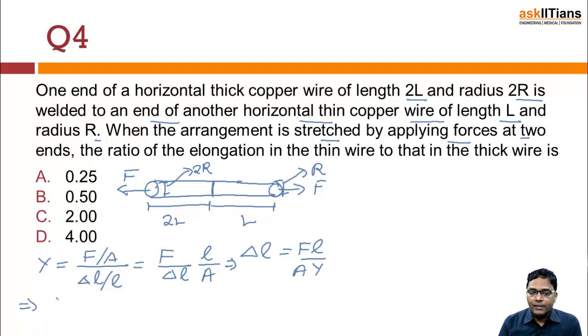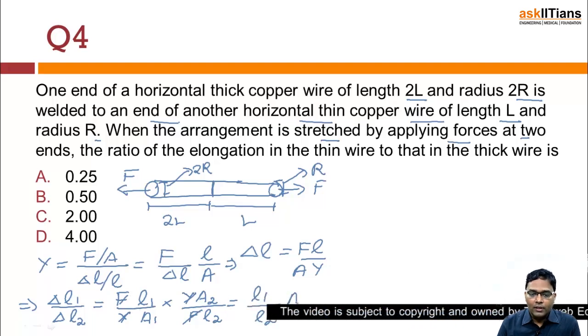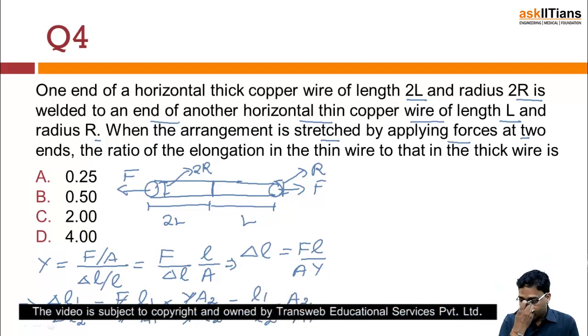So using this, let's take a ratio. We have delta L1 divided by delta L2. This is going to be equal to, you are applying the same amount of force, so force does not matter. The length does matter, so you'll have L1. Similarly, the Young's modulus does not matter. The area matters, so this into Y A2 divided by F L2. So F and Y go off. So you will get L1 by L2, and this is A2 by A1, right? So this is what we get.